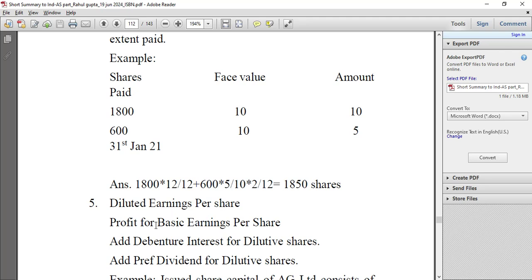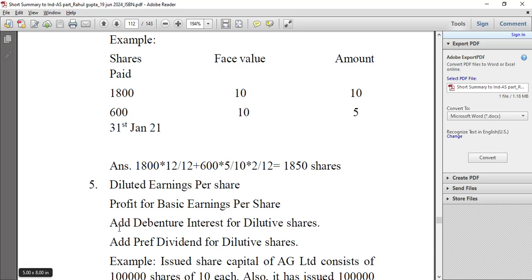Diluted earnings per share. Profit for basic earnings per share. Add debenture interest for dilutive shares. Add preference dividend for dilutive shares.